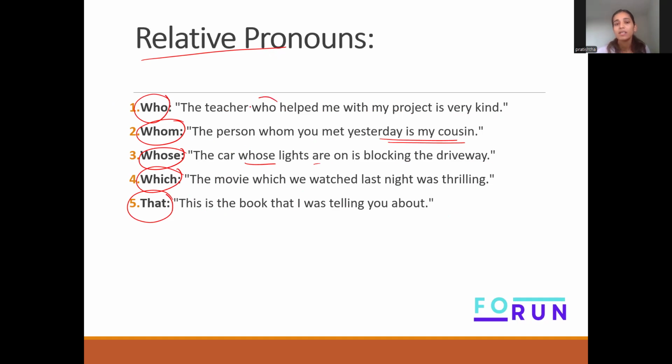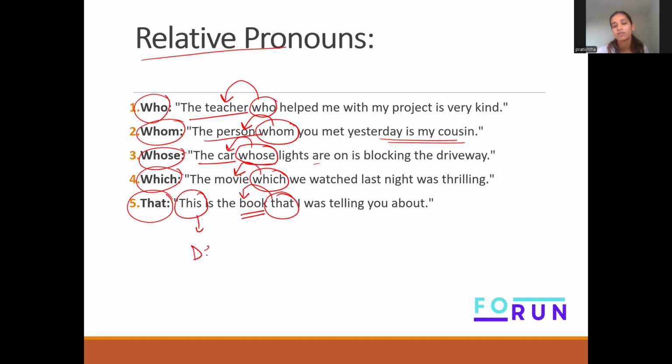Now, see, these pronouns are going to talk about our subject. Who is talking about the subject? Teacher. Whom is talking about our subject? Person. Whose is talking about the object or the subject and the noun car. Which is talking about this movie. That is talking about the book. Here, if you can notice, it is demonstrative.